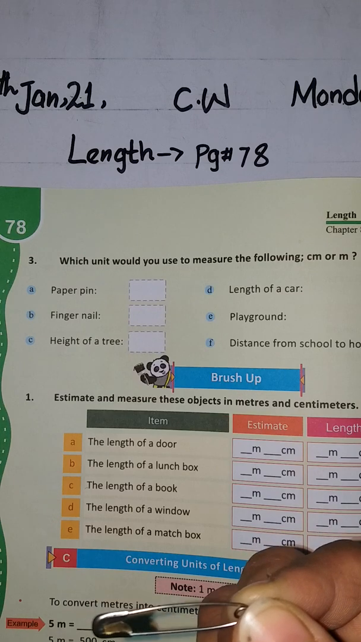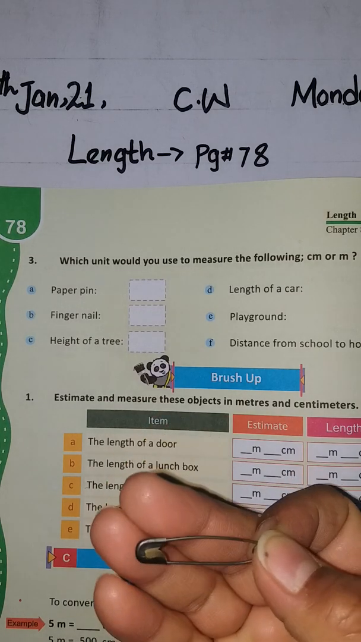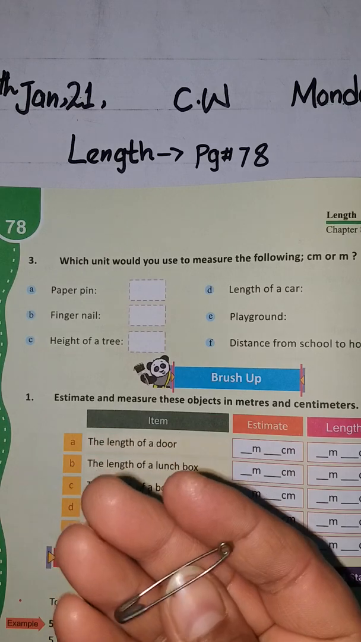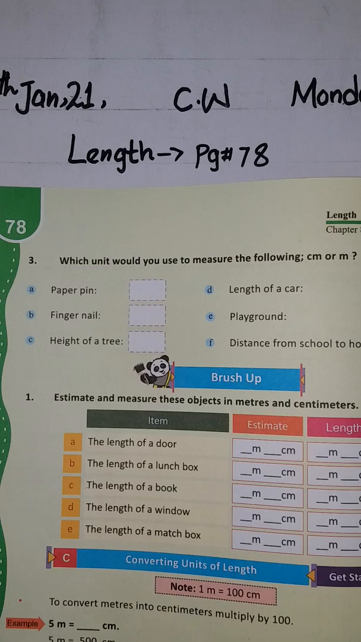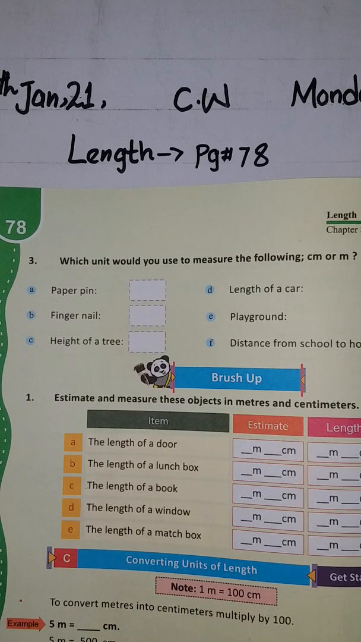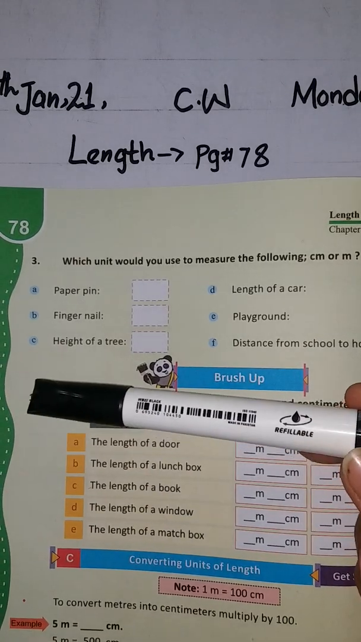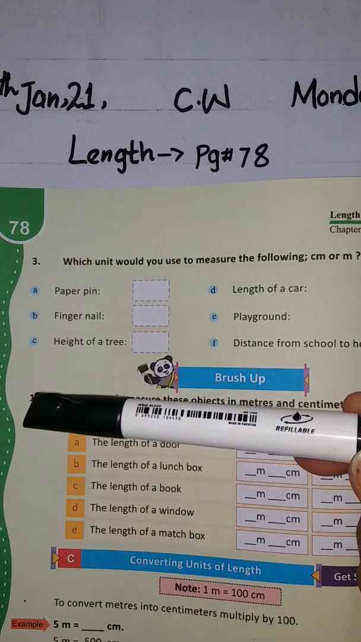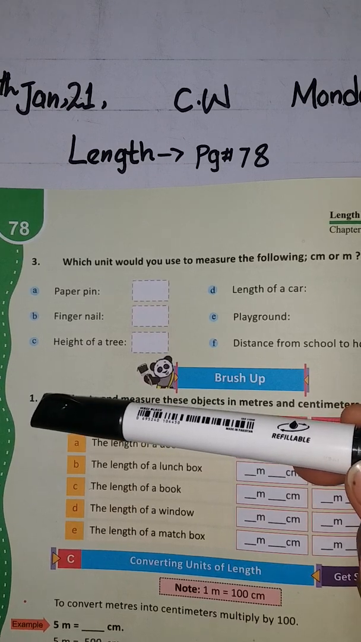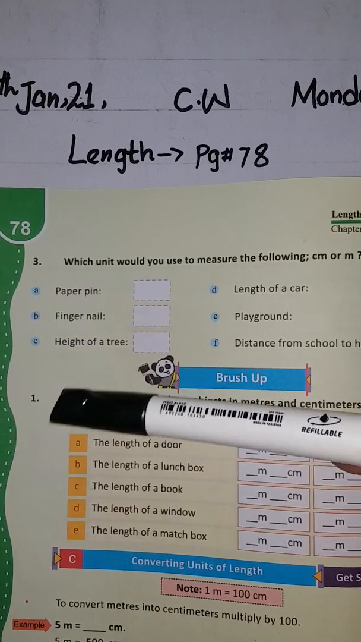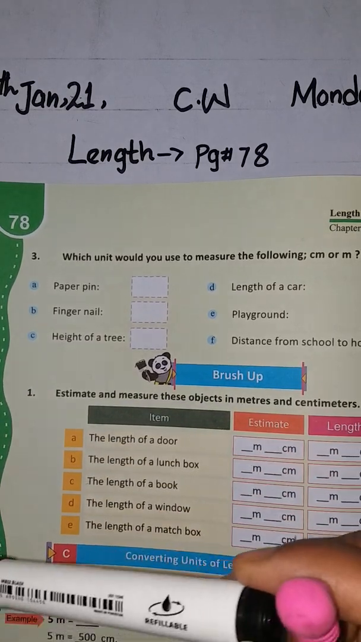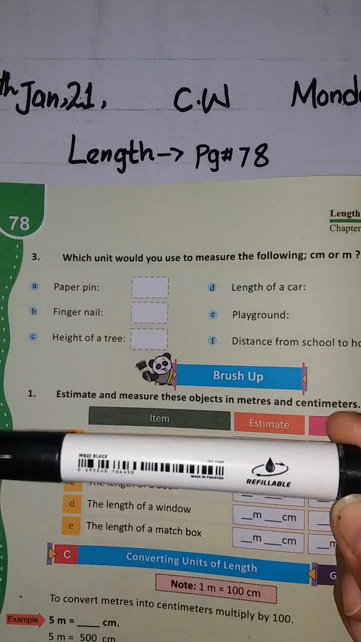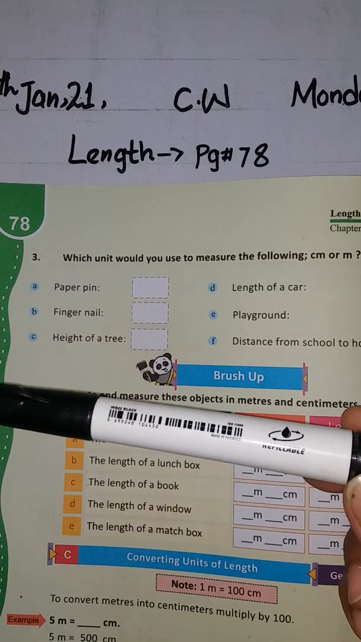centimeters, not meters, centimeters. So the things that are much smaller, like this safety pin, we measure them in centimeters. And the things bigger than that, like marker, pen, and book, we measure in centimeters. And the bigger things like wall, whiteboard, we measure them in meters and centimeters. Okay, this marker again, you can measure this marker in centimeters.